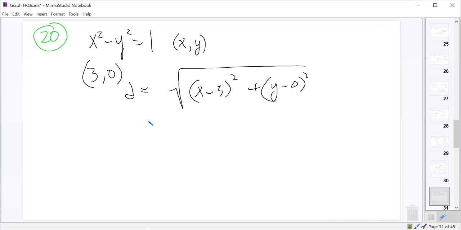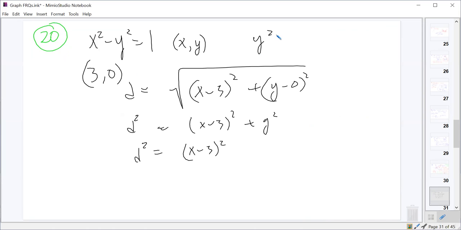And if we think back to a long time ago when we did optimization, I made this point a couple of different times, that if you're looking for the minimum of a function that is all inside of a square root, you can also minimize just the square of it, and they will both occur at the same x value. So let's turn y squared into terms of x. y squared is equal to x squared minus 1. And so this is our square of our distance, and we will minimize that.